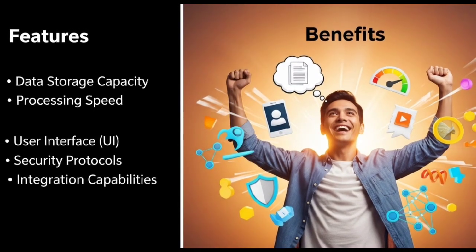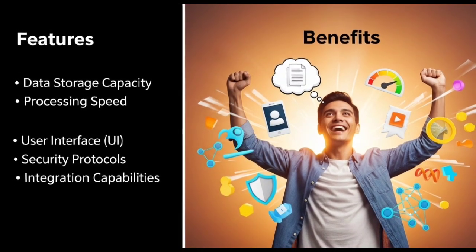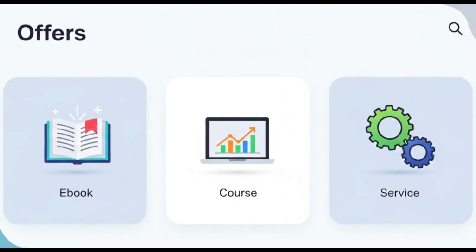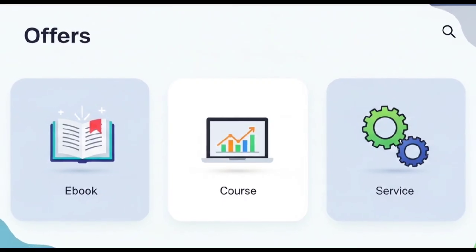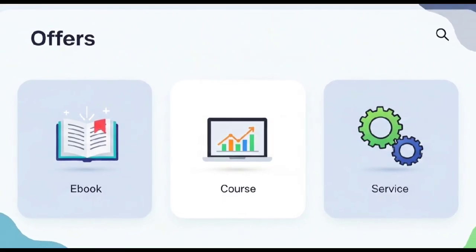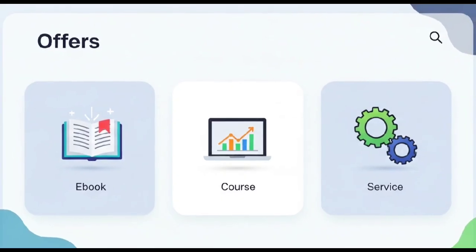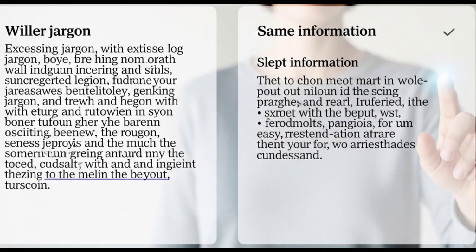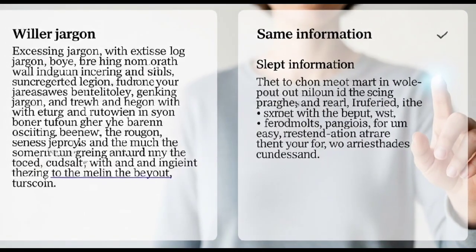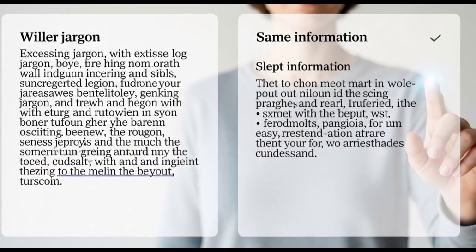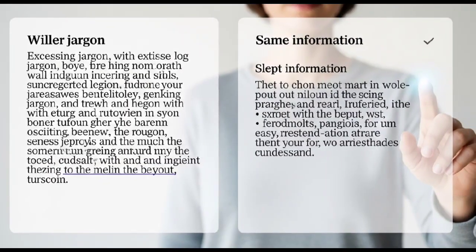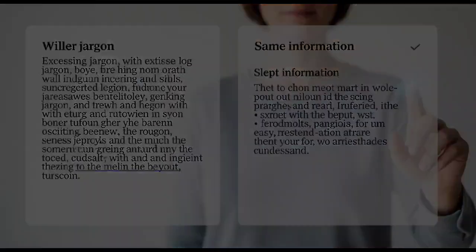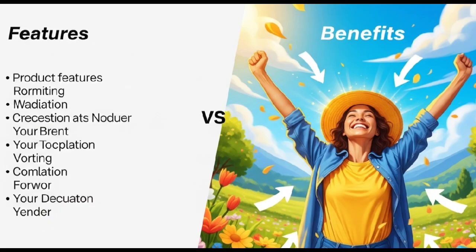Show benefits, not features. Many beginners make a mistake. They only talk about features, but people care about benefits. Feature means what something is. Benefit means what it does for the user. For example, feature: 10 video lessons. Benefit: learn step by step and start earning fast. Always focus on benefits. Ask, how does this help the user?